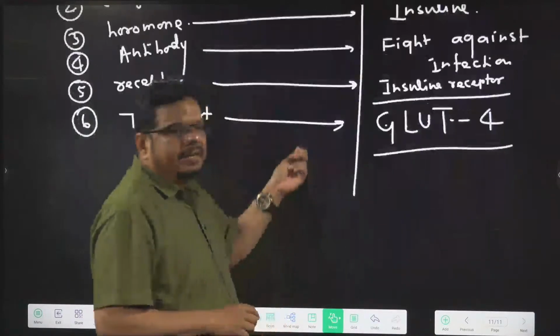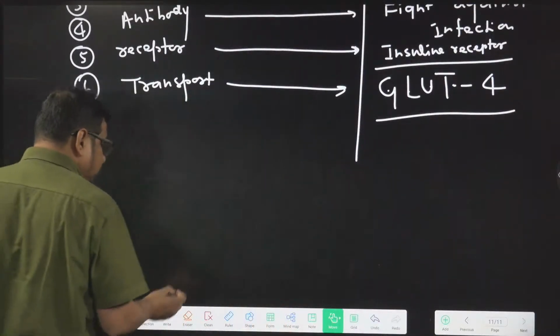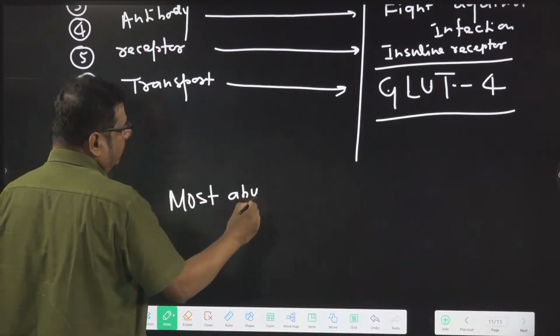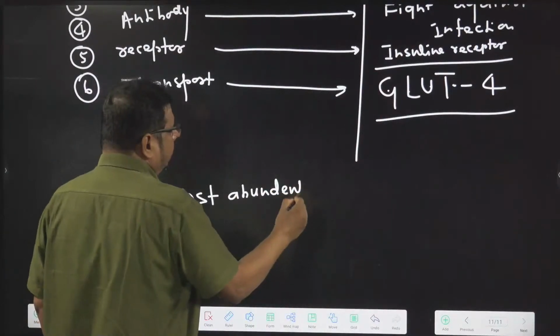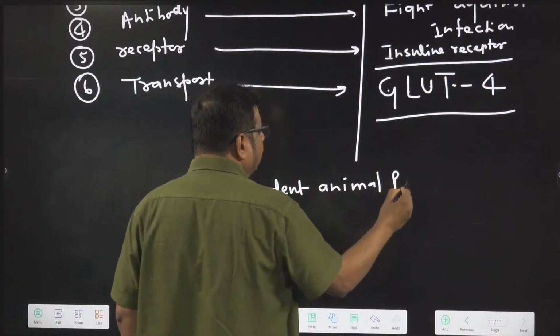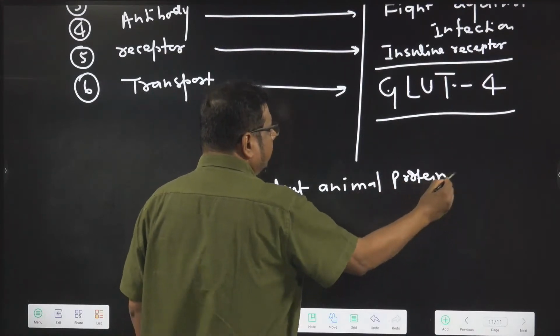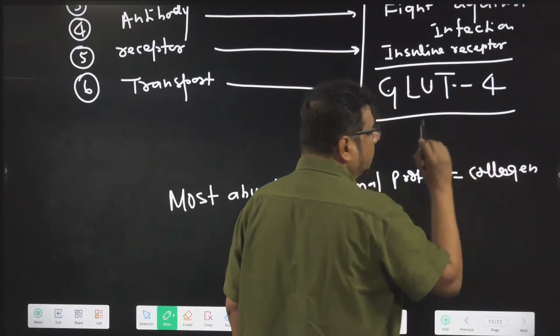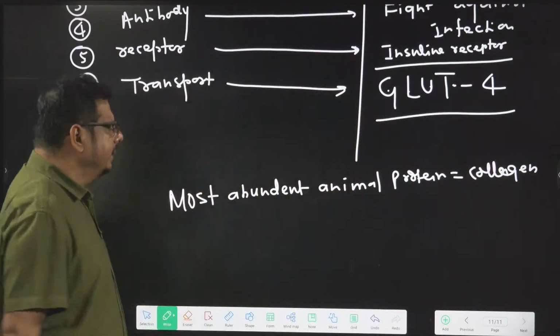NCERT wrote a data, na? Most abundant animal protein is? What is the name? It is written in the textbook, it will come in the paper. What is the name? Hurry up. Collagen. Most abundant animal protein is collagen.